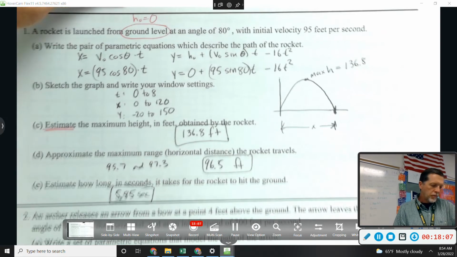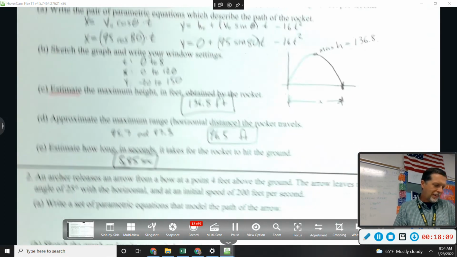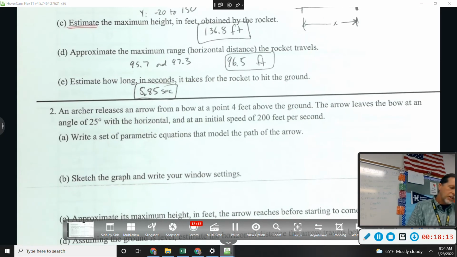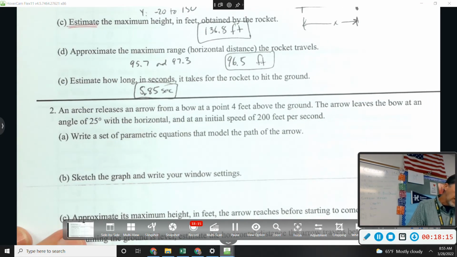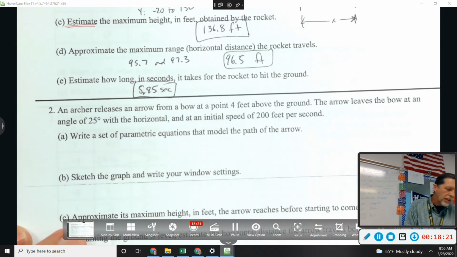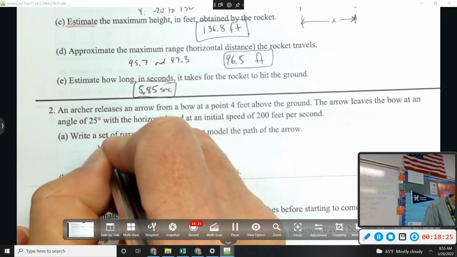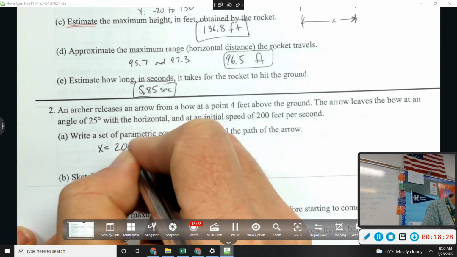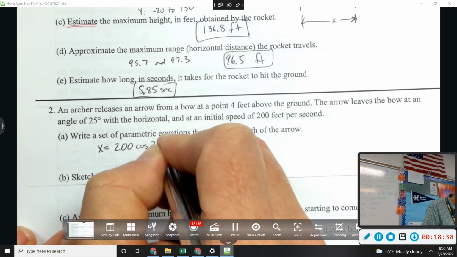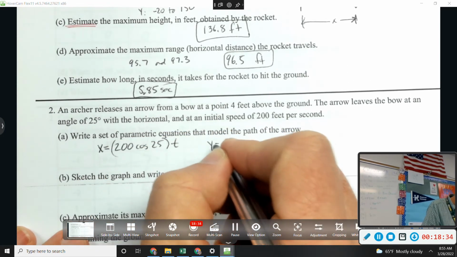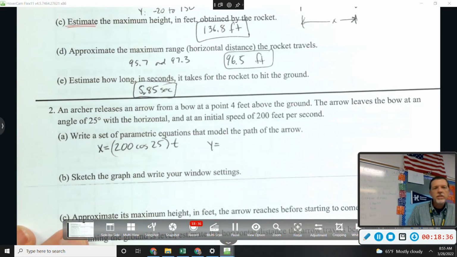Number 2. An archer releases an arrow from a bow at a point 4 feet above the ground. The arrow leaves the bow at an angle of 25 degrees and an initial speed of 200 feet per second. Write a pair of parametric equations. So x equals 200 cosine 25 times t. Y equals, that was the easy one.